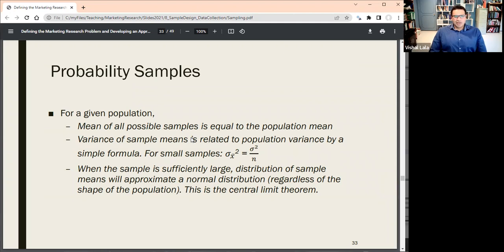So moving along, let me highlight why I'm emphasizing the importance of probability samples. So it turns out that for a given population, if your sample is chosen as a probability sample, then the mean of all possible samples is equal to the population mean. So let's just imagine you've got a population of 100 observations. You draw all possible samples, average each sample. The average of the samples will be exactly equal to the population mean.